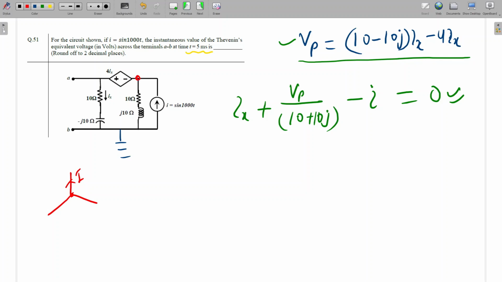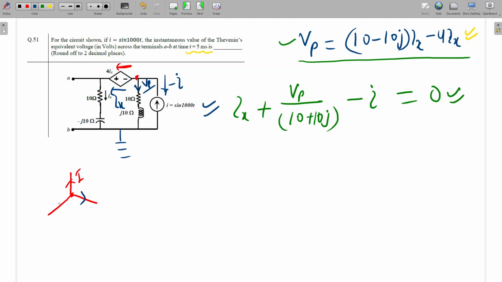From here at this node, what will be the current going in this side? Since this is open circuit, this Ix will flow in this way. So this side current will be Ix. What will current flow here in the below direction? This will be Vp, which I have already calculated, divided by (10 plus 10J). And since I is flowing in this direction, the outgoing current will be minus I. So here outgoing current is minus I, here it is Ix, and here it is Vp by (10 plus 10J). So this equation I have written.